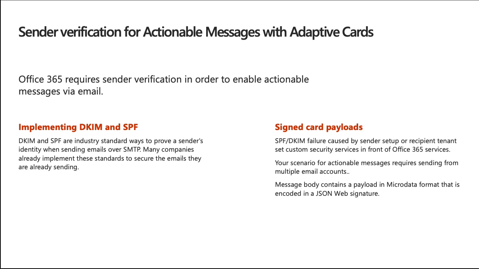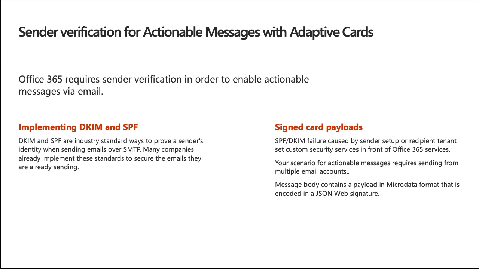DKIM and SPF, though, are industry standard ways to prove a sender's identity when sending mail over SMTP. Most companies already implement these standards to secure the emails they are already sending. To learn more about SPF and DKIM, you can refer to the documentation we have linked in the notes for this slide. And let's talk about signed card payloads.